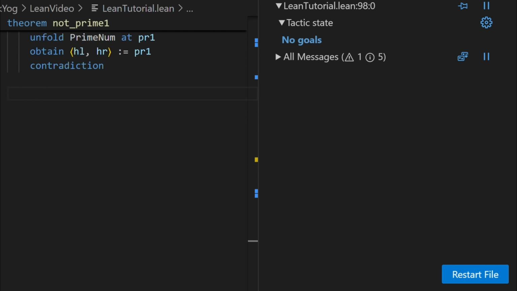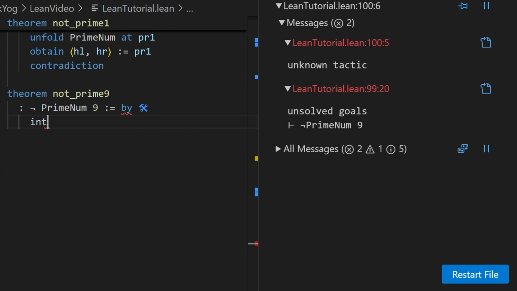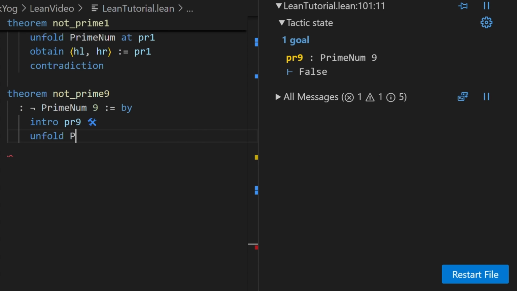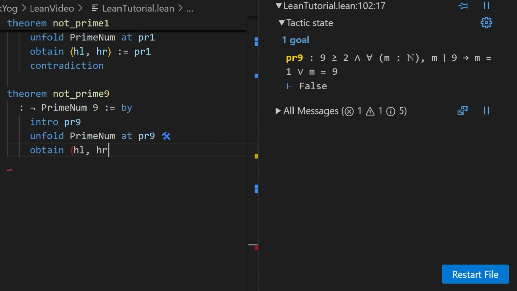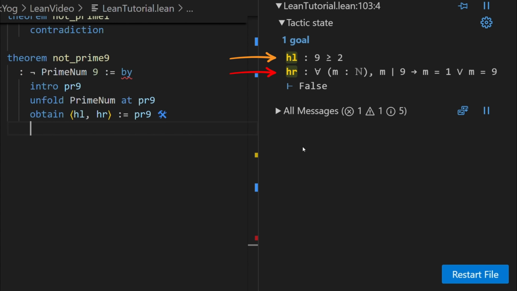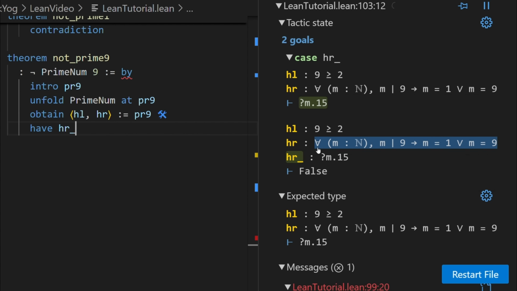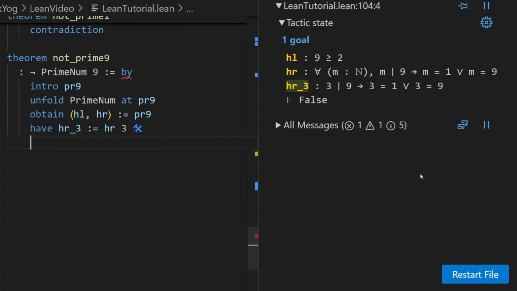Similarly, let's do theorem not prime 9, a proof of not PrimeNum 9. Just like last time, intro PR9. Unfold the definition of PrimeNum at PR9 and obtain HL and HR from PR9. This time, HL is true, but HR is false, as 3 is a counterexample. Since HR is a for all statement, using elimination, have HR3 be HR with 3 as input. This will replace the m in HR with 3.